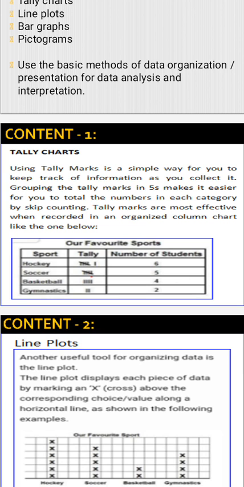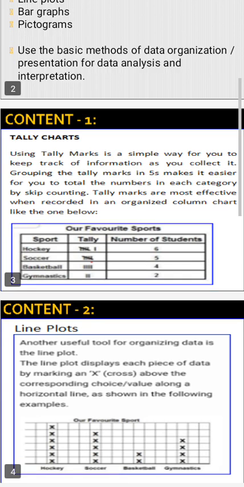So when any of them reaches number 4, the fifth one, you use it to cross your marks. So that makes it grouping in fives. Okay, so that's the understanding of that. For hockey, you have the first group of 5, then you add 1 to that, making 6. For soccer, you have just 5, then basketball, you have just 4, and gymnastics, you have just 2.